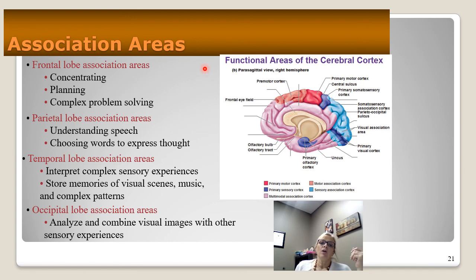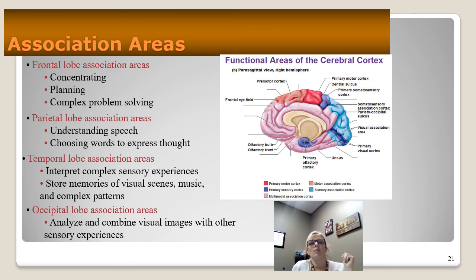The parietal lobe is where we're going to interpret sensory information, helping to understand speech and choose appropriate words, okay, like banana instead of frog. Awareness of one's own body parts is also here, okay, that proprioception, and understanding what you are seeing, forming different thoughts of awareness of what a different object is. If I see an apple, I know it's an apple. If I see a face, I know it's a face.